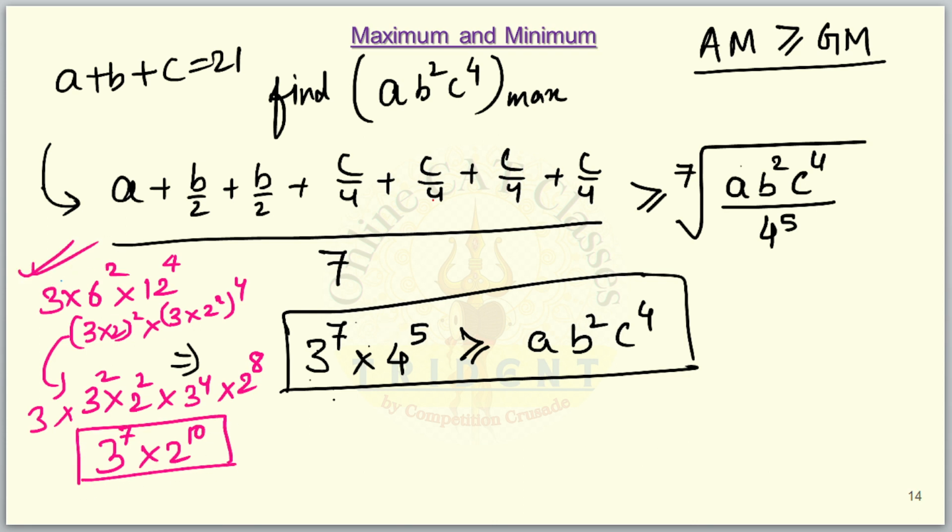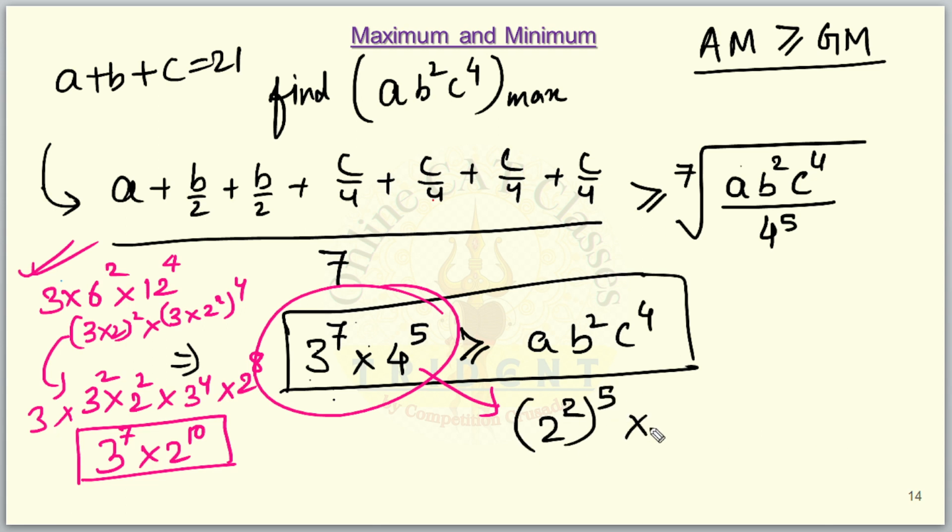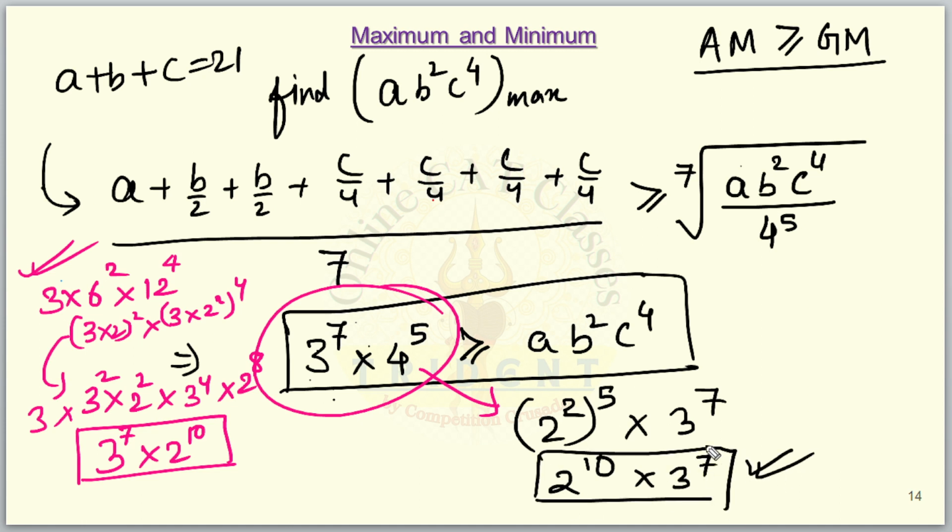And for this part, let us write them in the steps of primes. We will get 2 square raised to the power 5 into 3 raised to the power 7, which is as good as 2 raised to the power 10 into 3 raised to the power 7. So either way, if you use the AM-GM inequality or you use the logic, you'll arrive at the same answer.